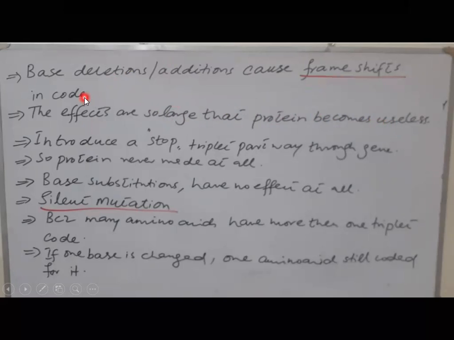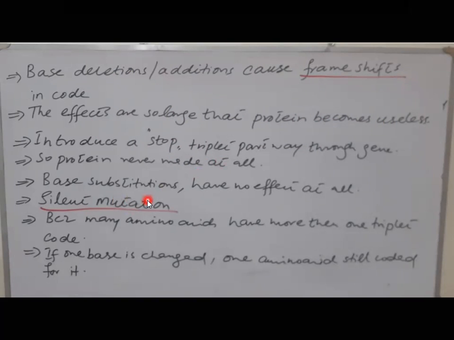Because sometimes deletions or additions may create a stop triplet codon part way through the gene, the protein will never be made at all. If there is a stop codon, there will be a stop signal for the messenger of that protein, and there will be a stoppage of further protein making.